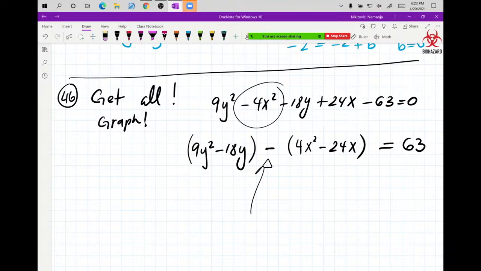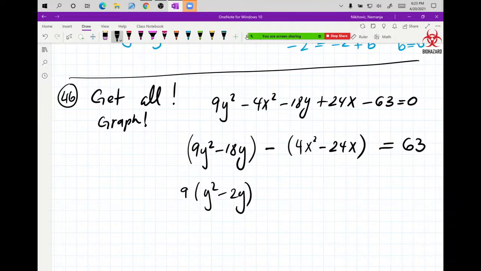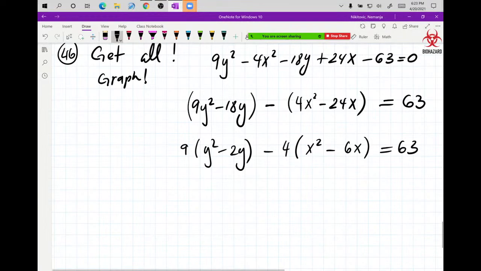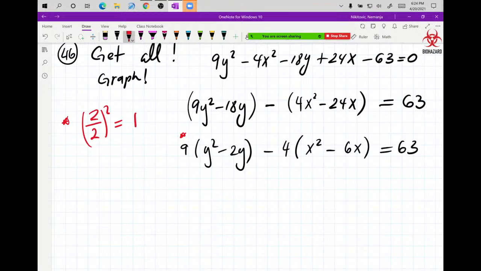All right, cool beans. Now we factor out 9. We get y squared minus 2y. And we factor out 4, which gives us x squared minus 6x equals 63. Now, for the first parenthesis, put a little star there, we have 2 divided by 2 squared, which is 1. And for the blue, we have 6 divided by 2, which is 3, squared is 9.